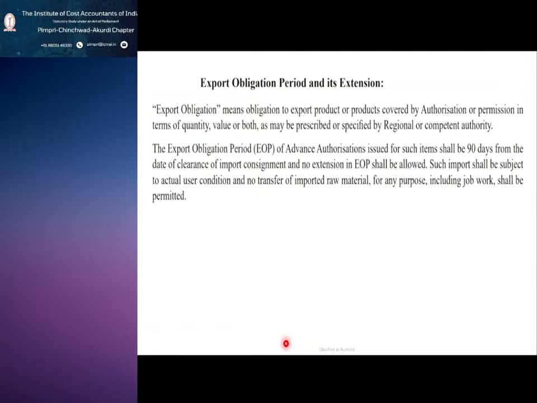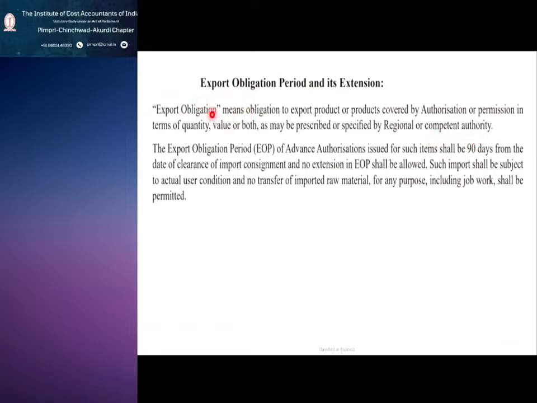What is the validity period difference? And here we are now in the topic export obligation period. So what is meant by export obligation? Before we see the period, we should know the meaning of export obligation. The obligation to export a product covered by authorization or permission in terms of quantity, value prescribed or specified by the regional or the competent authority.